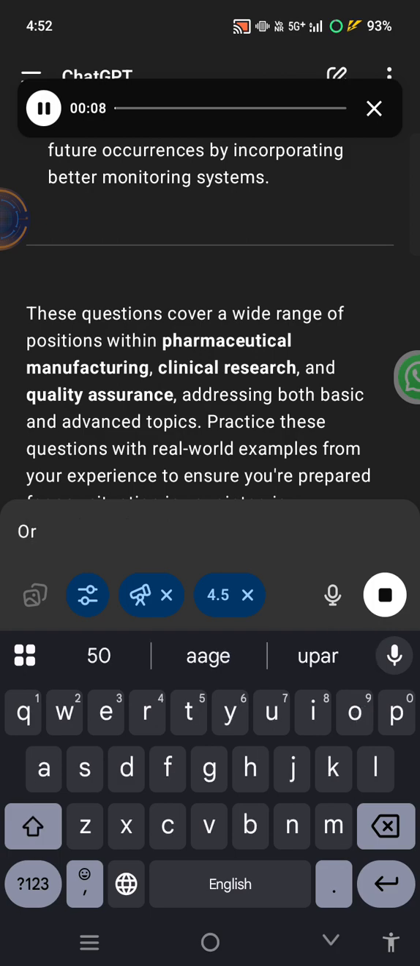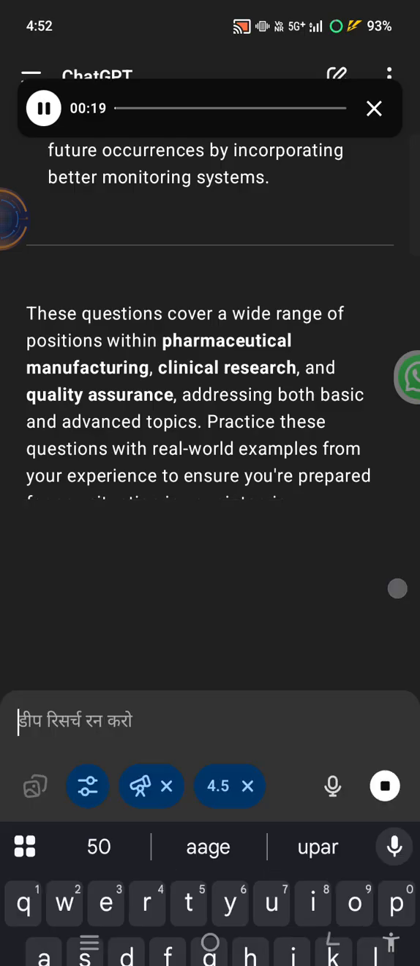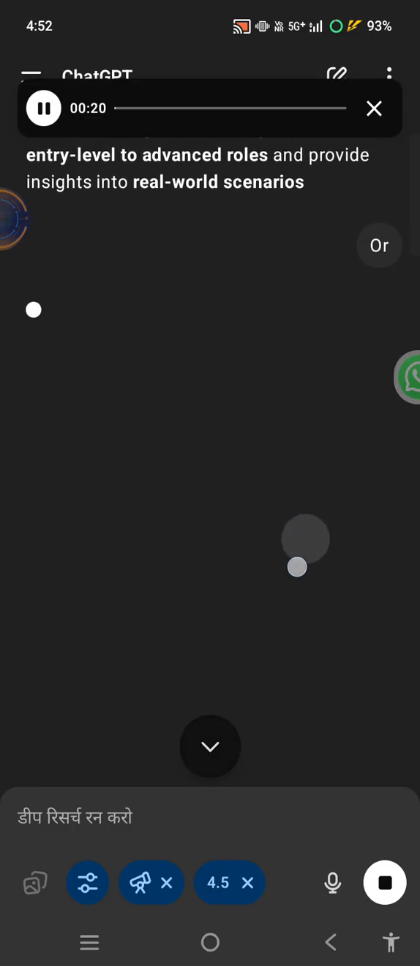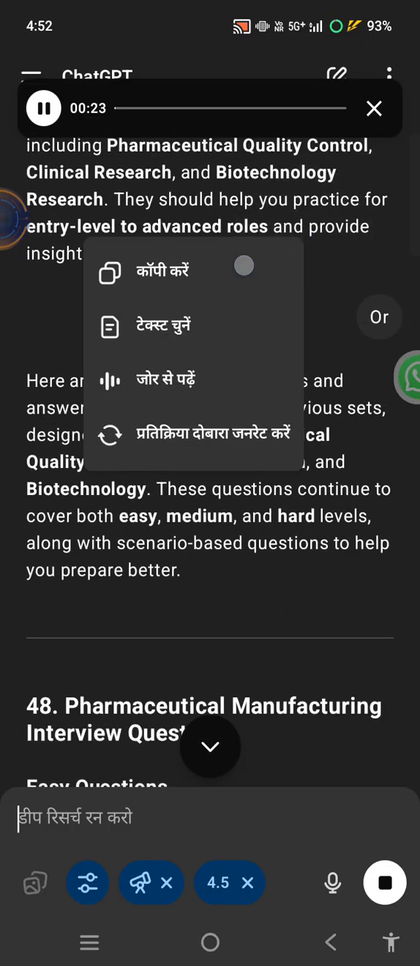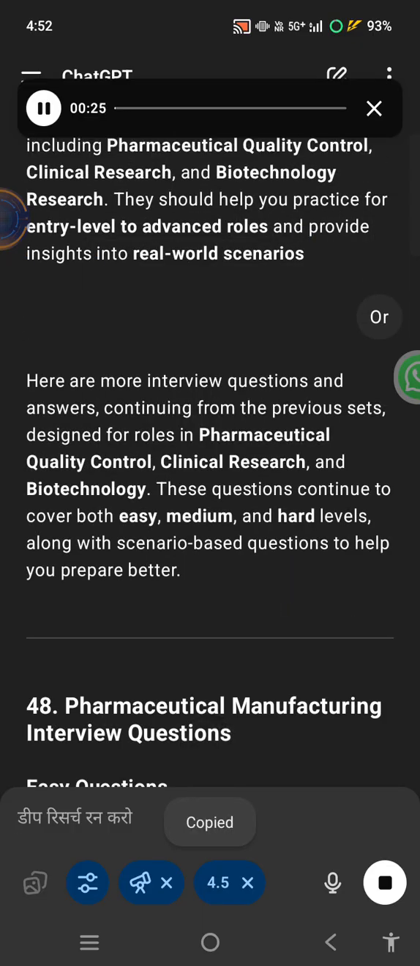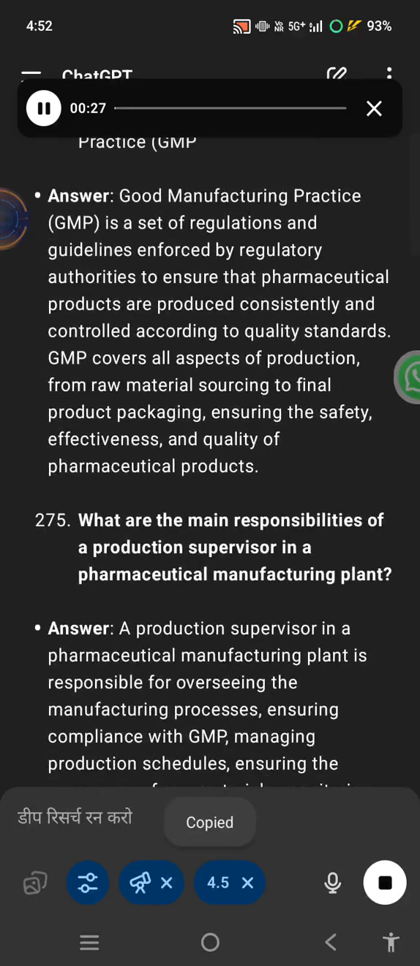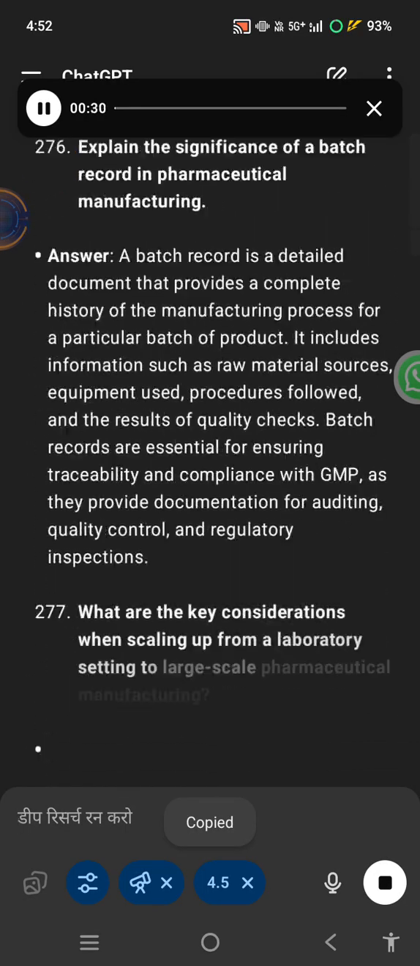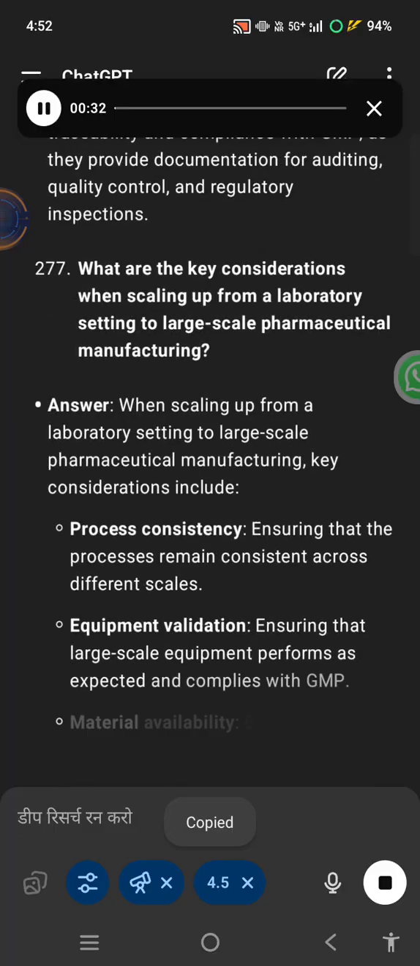6. Clinical Research Coordinator. Easy questions. 28. What is the role of a clinical research coordinator? Answer. A clinical research coordinator, CRC, manages day-to-day operations in clinical trials. This includes recruiting participants, maintaining trial records, ensuring compliance with protocol, and collaborating with researchers to ensure data is accurate and reliable.